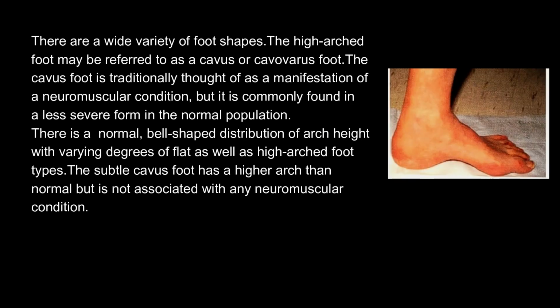There are a wide variety of foot shapes. The high-arched foot may be referred to as a cavus or cavovarus foot. The cavus foot is traditionally thought of as a manifestation of a neuromuscular condition, but it is commonly found in a less severe form in the normal population. There is a normal, bell-shaped distribution of arch height with varying degrees of flat as well as high-arched foot types. The subtle cavus foot has a higher arch than normal, but is not associated with any neuromuscular condition.